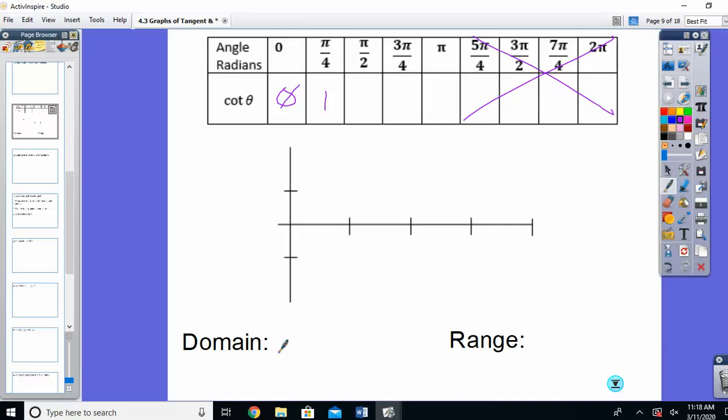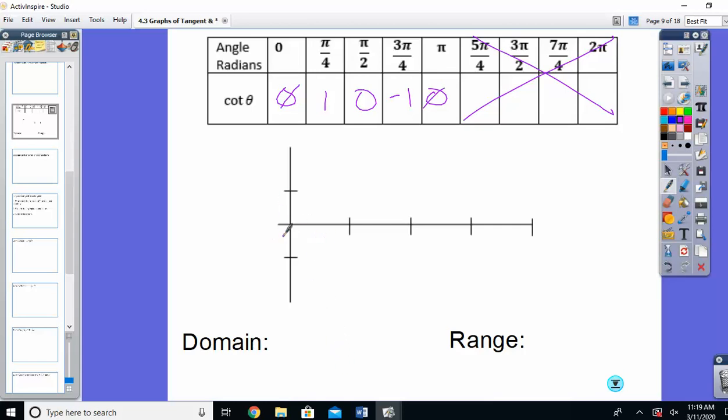Pi over 2 is like 90. Tangent of 90 is undefined, so cotangent would be 0. 3 pi over 4 is quadrant 2. Tangent and cotangent are negative, and it would be a negative 1. At pi, if you need to, you can always go back to this picture. This is the point negative 1, 0. Tangent is y over x, so cotangent would be x over y. Negative 1 over 0, undefined.